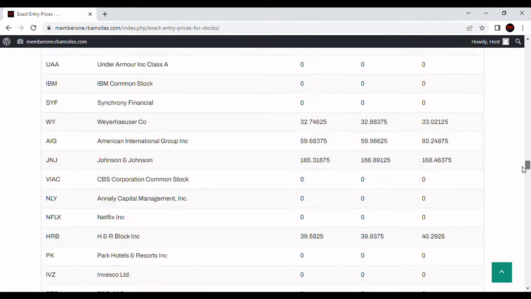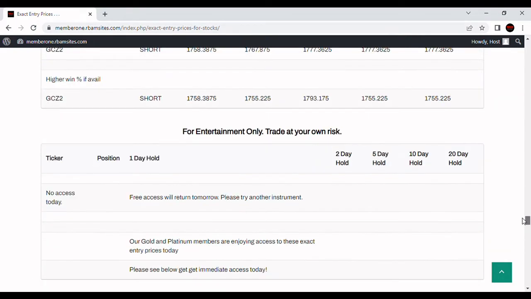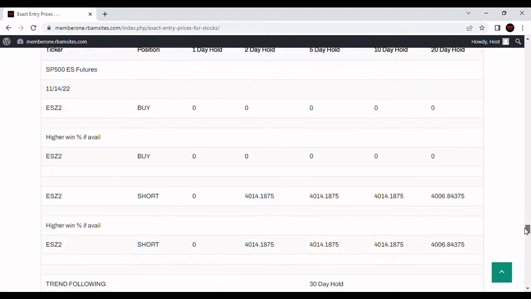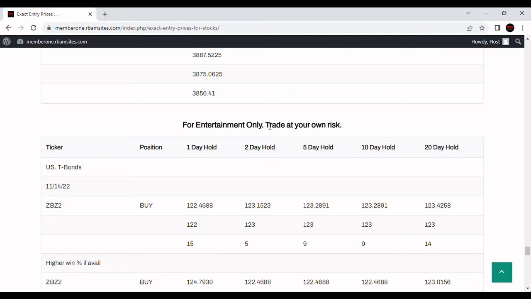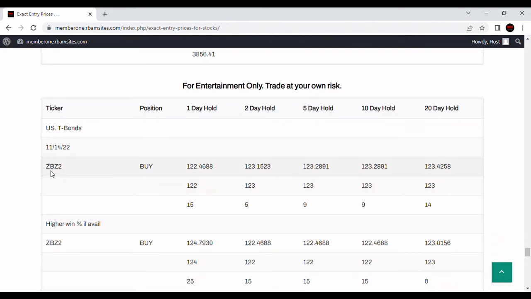Let's take a look at the algorithmically generated entry prices for tomorrow, the 14th of November. We put them out every morning before 7 a.m. Treasury bonds from RBAM Research, all for entertainment purposes only. You can't use them for anything other than entertainment, including my commentary or entry prices for the 14th of November. ZB is the December chart for Treasury bonds. It's Chicago Board of Trade, and we're showing buys here for 1, 2, 5, 10, and 20 trading day holding periods. We show buys at 122 and 15/32, and then variations of that at 123.5, 123.9, and 123.14, depending on the column.